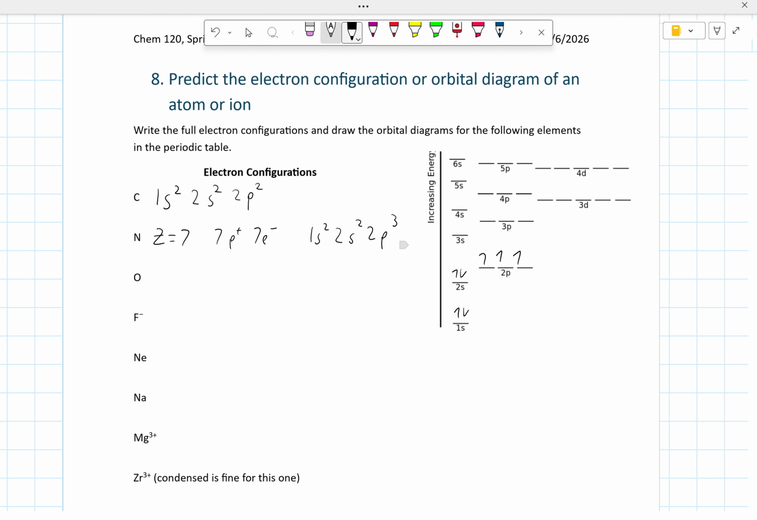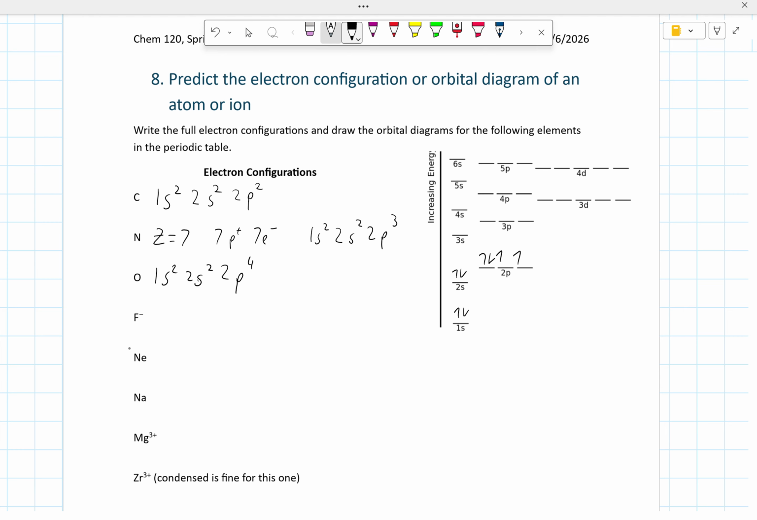Oxygen is 1 higher atomic number than nitrogen, and so we'll add 1 additional electron, not 2p3, but 2p4, and now when putting in our electron, we'd add it there.